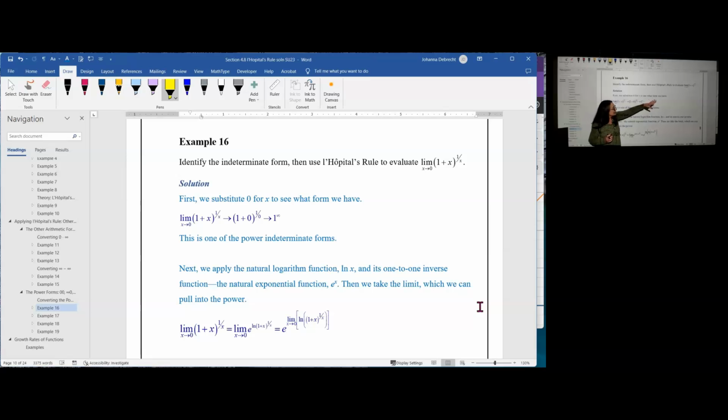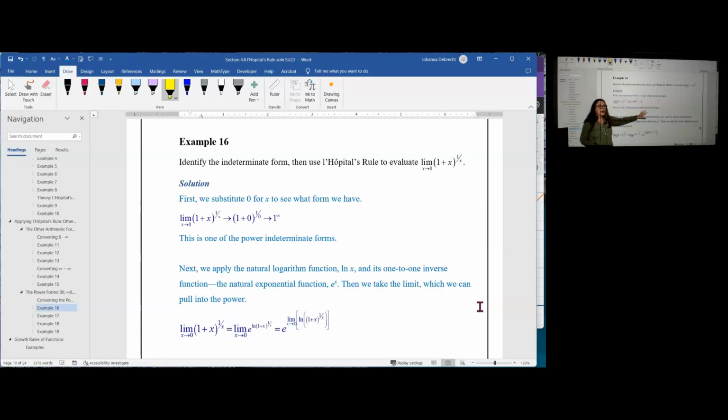Let's take a look at this limit of (1 plus x) to the 1 over x power as x approaches 0. 1 plus 0 would become a 1, and 1 divided by 0 would approach infinity. So we have the indeterminate form, 1 to the infinite power.